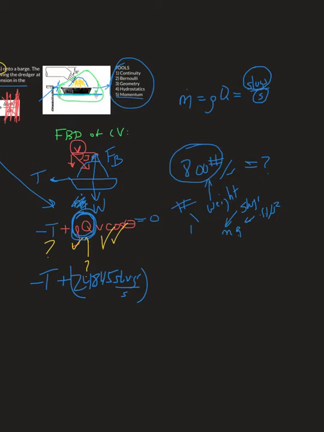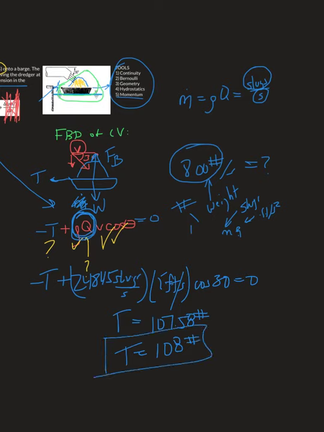Okay, we'll go up here, do this, do that. V is 5 feet per second, cosine 30 equals 0, so the tension in the line is, well, 107.58 pounds, and of course, this is where I round to 3 significant digits. So that's the answer, 108 pounds. And I drew it in the right direction.